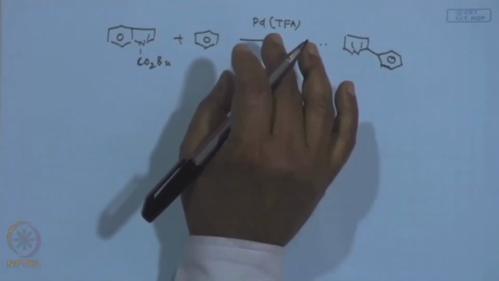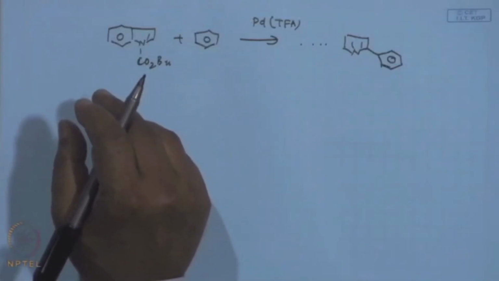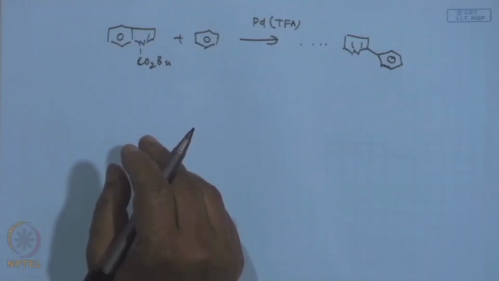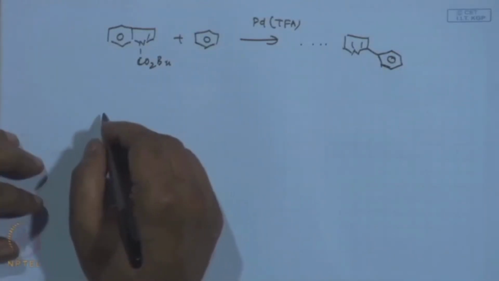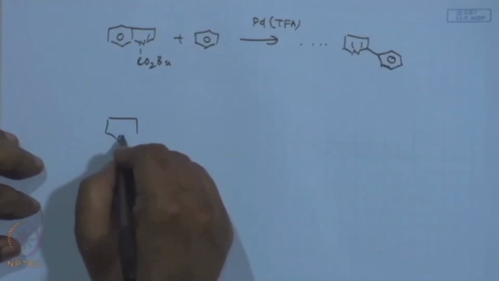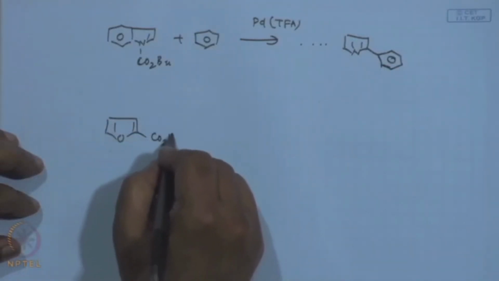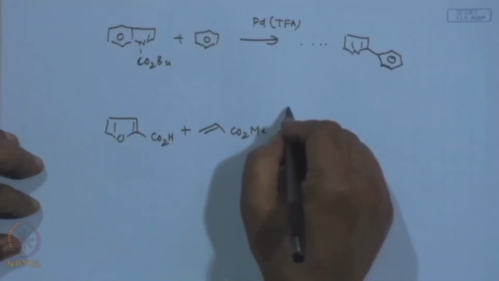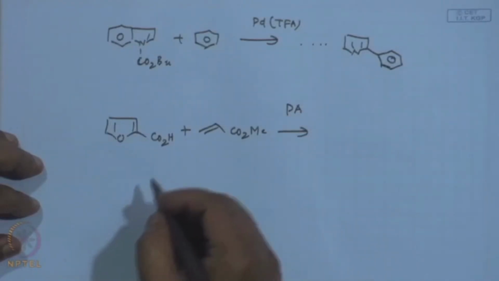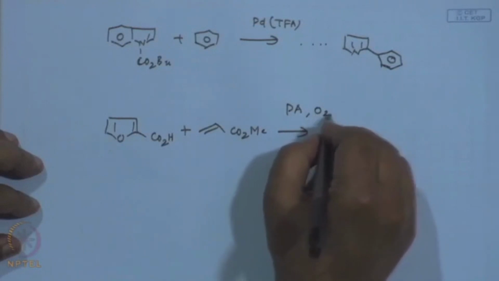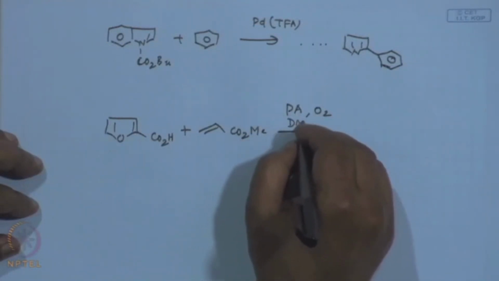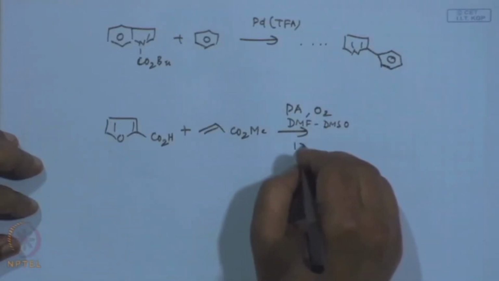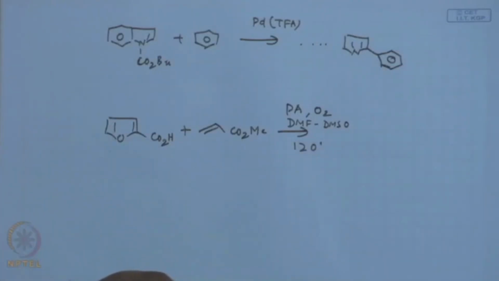That's okay. And I think I will give you the last example. We have so many examples, but this is a topic which is coming up quite fast. If you take, let us say, furoic acid, then acrylate, and again Pd, which I call palladium acetate, oxygen and DMSO, and just heat it, right.